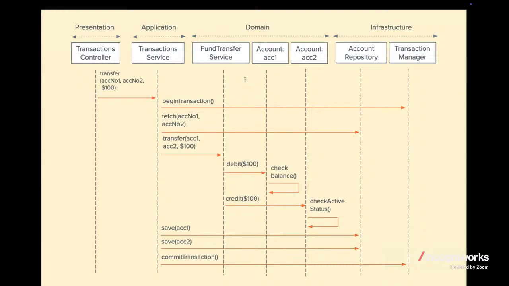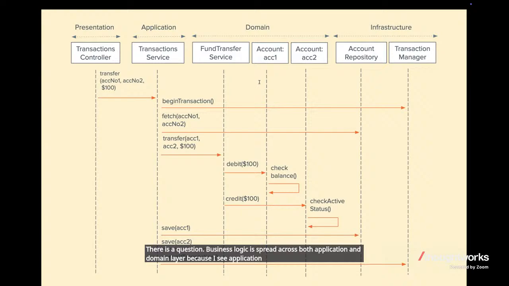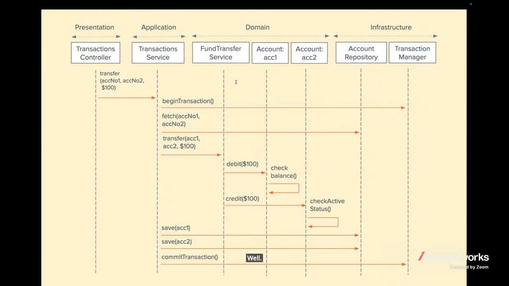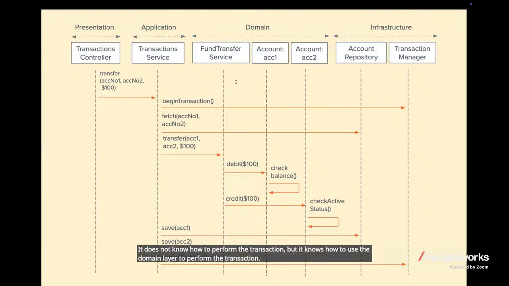There is a question. Business logic is spread across both the application and domain layer, because I see the application layer to be the layer that knows how to perform a business operation of money transaction. Well, actually, not really how, but it knows whom to delegate to. It does not know how to perform the transaction, but it knows how to use the domain layer to perform the transaction. That's how I would put it.